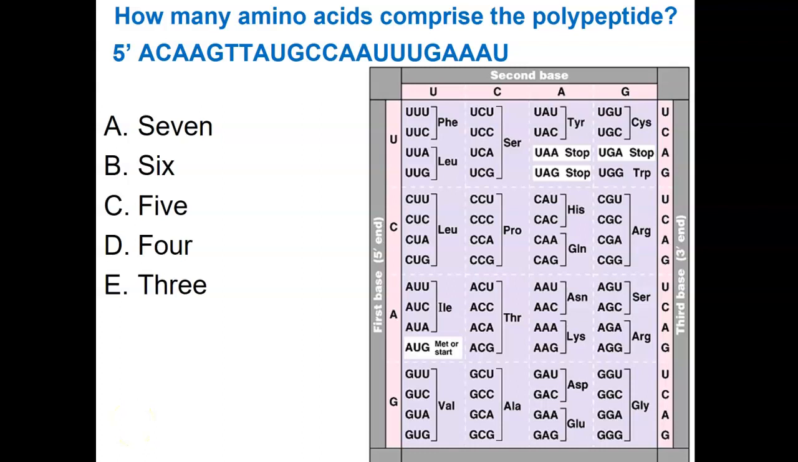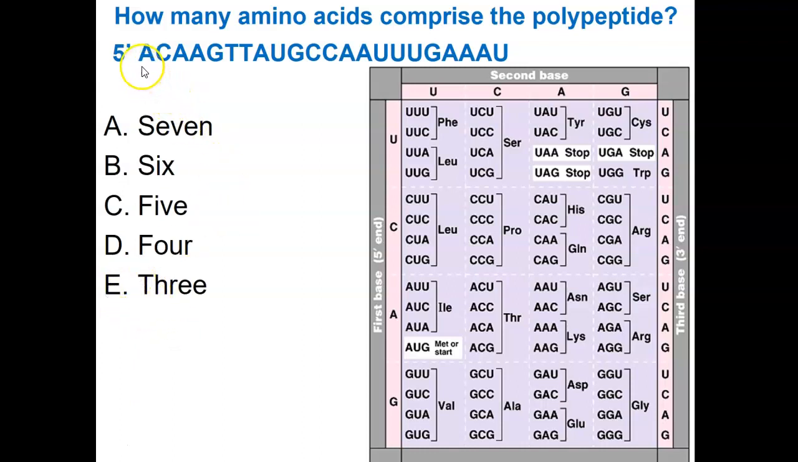Now I'd like you to look at the following problem. Put the video on pause and answer the question, and then I will guide you through it together. The question asks, how many amino acids comprise this polypeptide? And you are given a nucleotide sequence, or mRNA sequence. The correct answer here is E, which is 3.